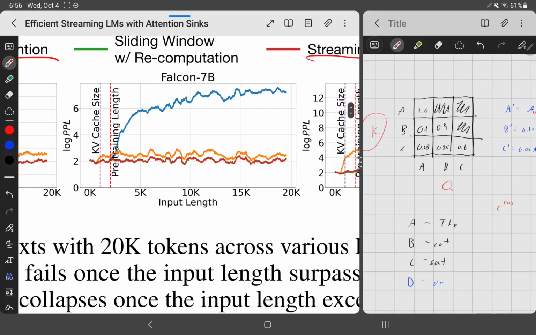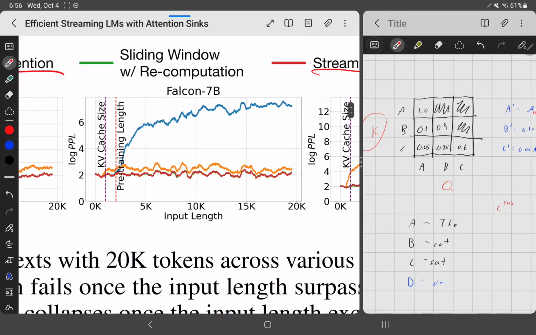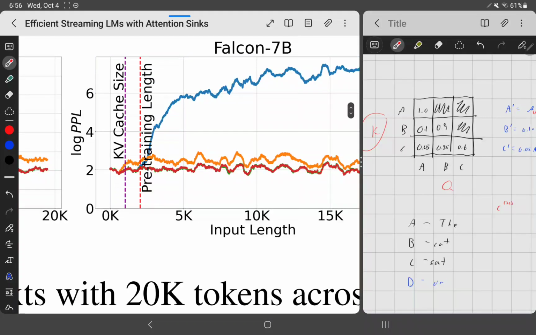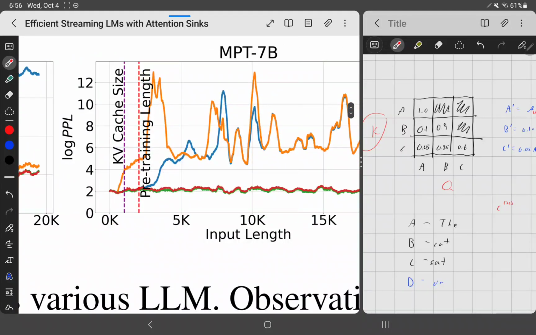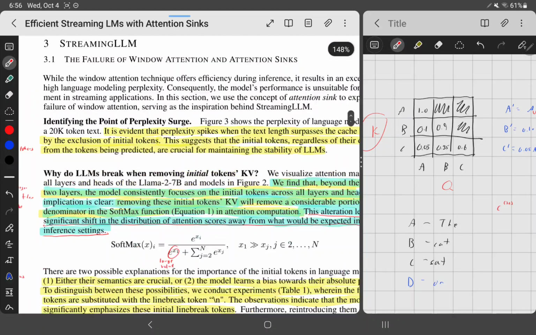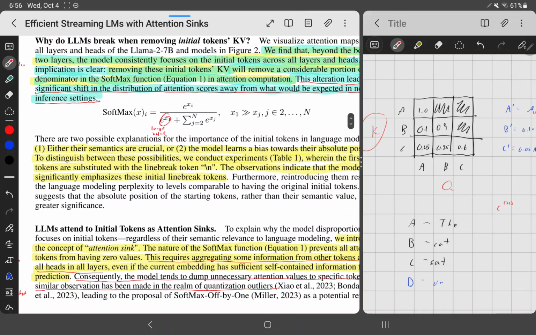For Falcon, what was blue? Oh, blue is just dense attention. So yeah, dense attention is just not very good. But the windowed attention, I guess in this case, it doesn't actually blow up. It gets larger, as you can see here, but not too much larger. And then here it blows up again. So you can see removing these initial values, which they term attention sinks, just places where it throws a lot of information, is a problem. And it's because the statistics of the distribution become bad. It becomes not what the model has seen before.